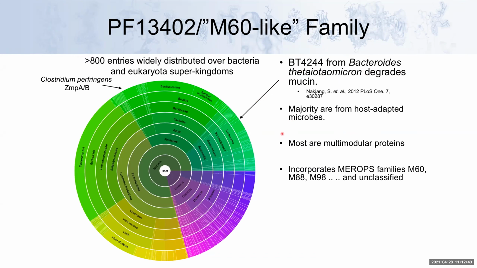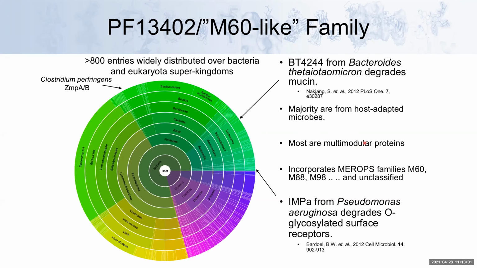Now, what this family shares is that the majority of them are from host-adapted microbes. Most are multimodular proteins, that is, they have a catalytic domain as well as some other stuff on them. And there are several different MEROPS families that are incorporated into this superfamily. That same year, another paper was published on ImpA from Pseudomonas aeruginosa that seems to target these O-glycosylated surface receptors.